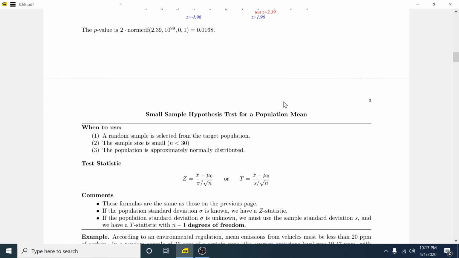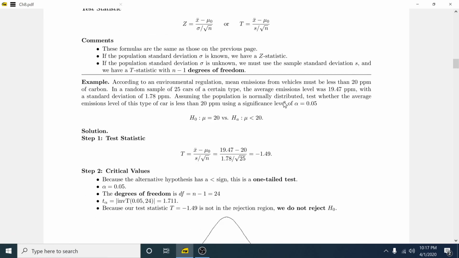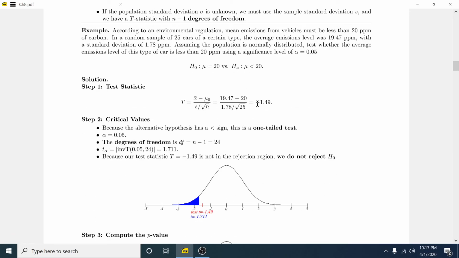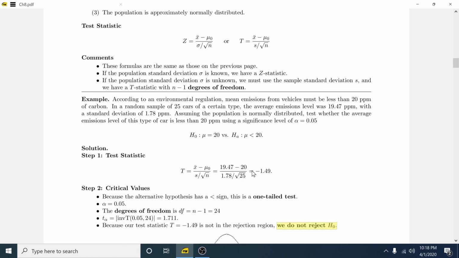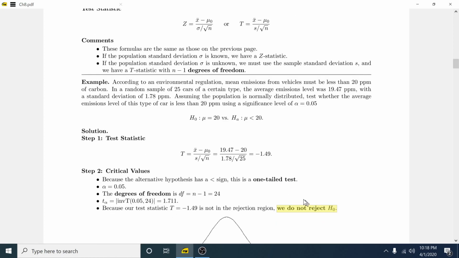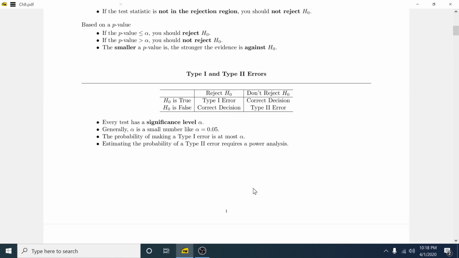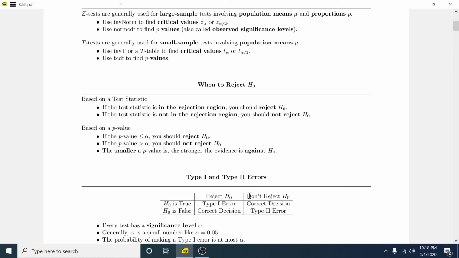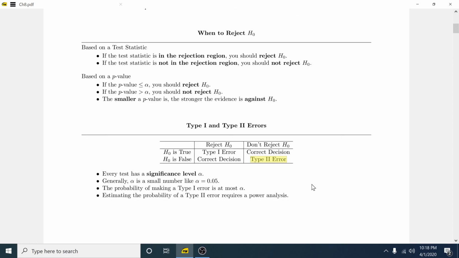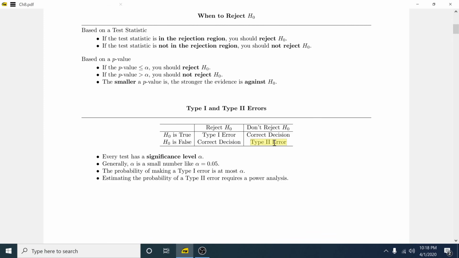What about when you don't reject H naught? So let's go down in this example. This is an example where we got a t-statistic of negative 1.49, and that means we were not in our critical region, and that means that we did not reject H naught. So if we are not rejecting H naught, does that mean that we can accept H naught? Well, let's actually go back and look at our table again. If we don't reject H naught, the type of error that we could be making is a type 2 error, but we have absolutely no control over the probability of a type 2 error without doing a power analysis.